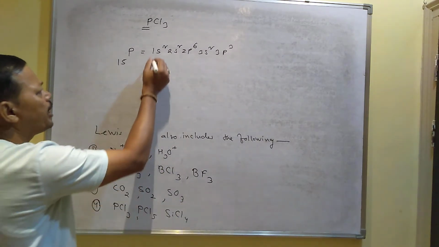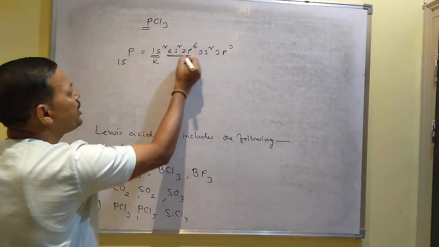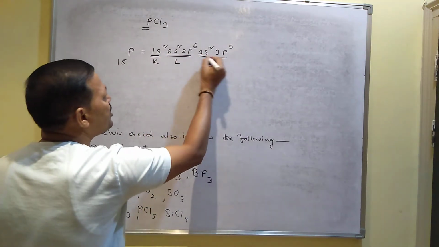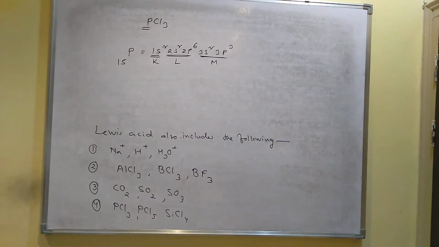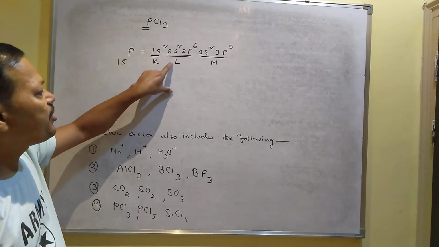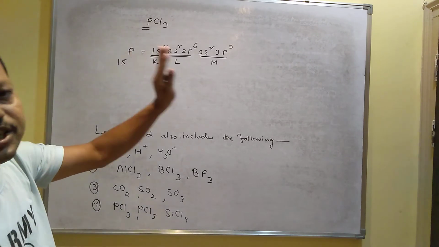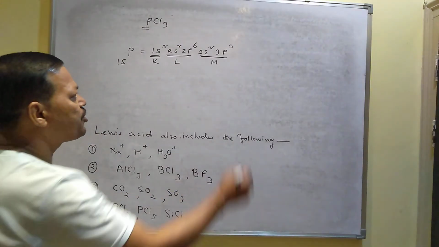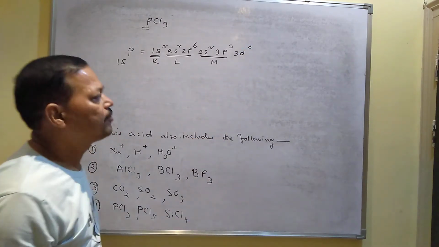Now, as you know, 1s is present in the first shell, I mean K shell, 2s and 2p are present in the second shell, 3s and 3p are present in the third shell, I mean M shell. You know, the first shell contains only one subshell, that is 1s, the second shell contains two subshells, 2s and 2p, the third shell contains three subshells, 3s, 3p and 3d. Here 3d is also present, but there are no electrons, here the d orbital is vacant.